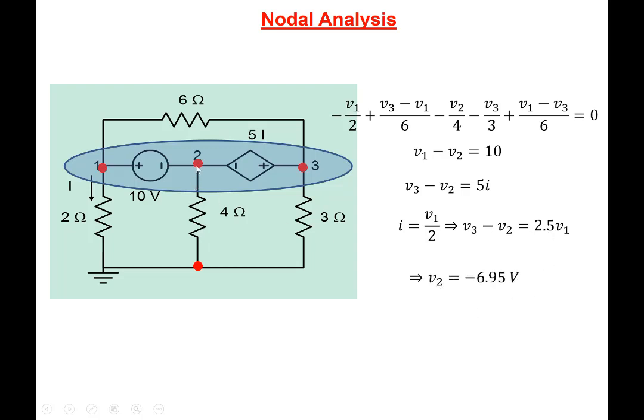For example, if we are interested in node 2, we will get V2 equal to minus 6.95 volt. And similarly, once you get V2, you will get the value of V1. And once you get the value of V1, you know the current here. So you know this particular voltage source also, right? So you'll get all the information about this circuit through this nodal analysis.